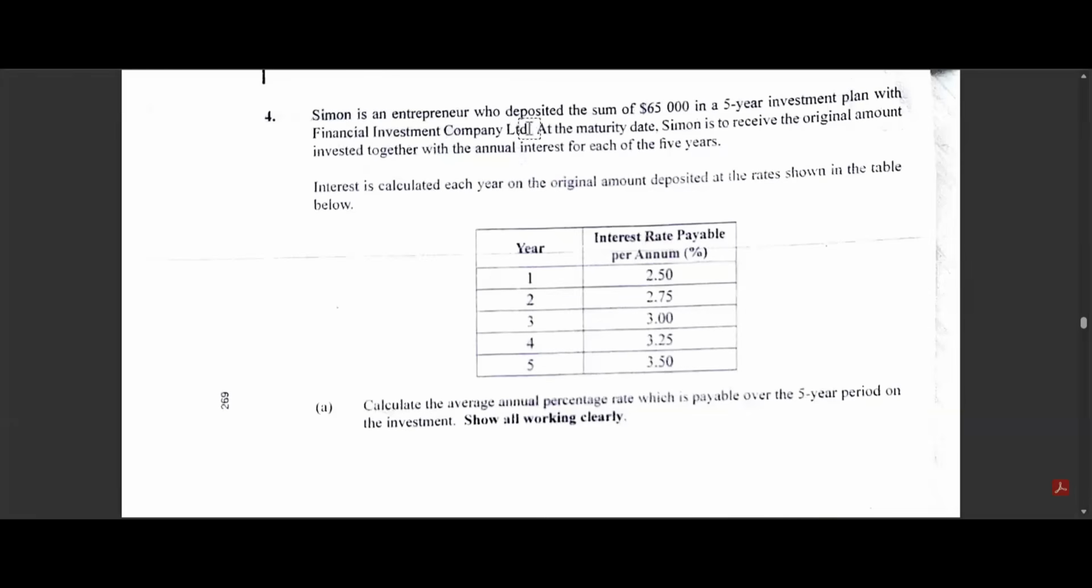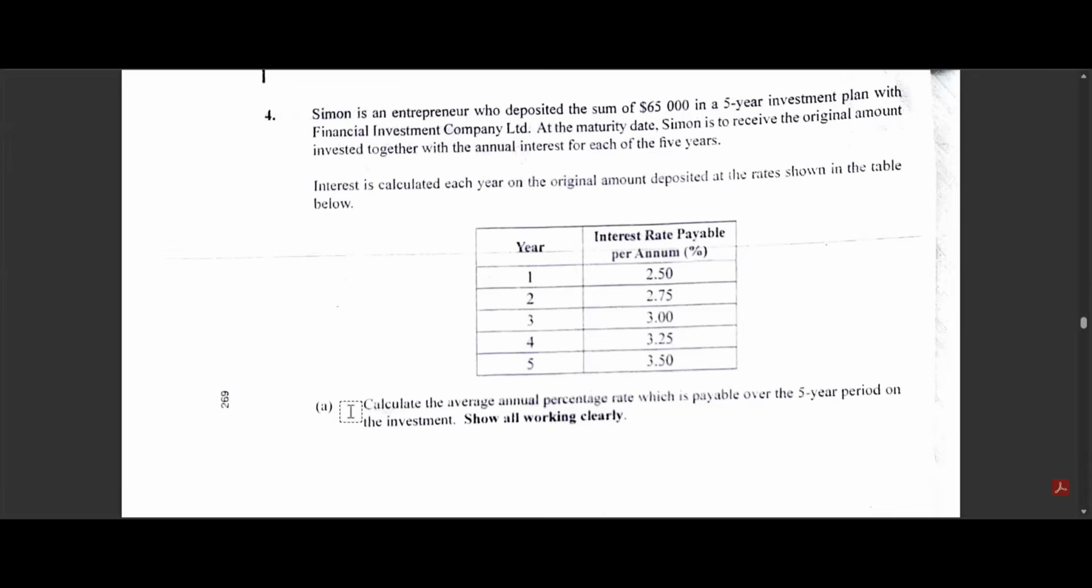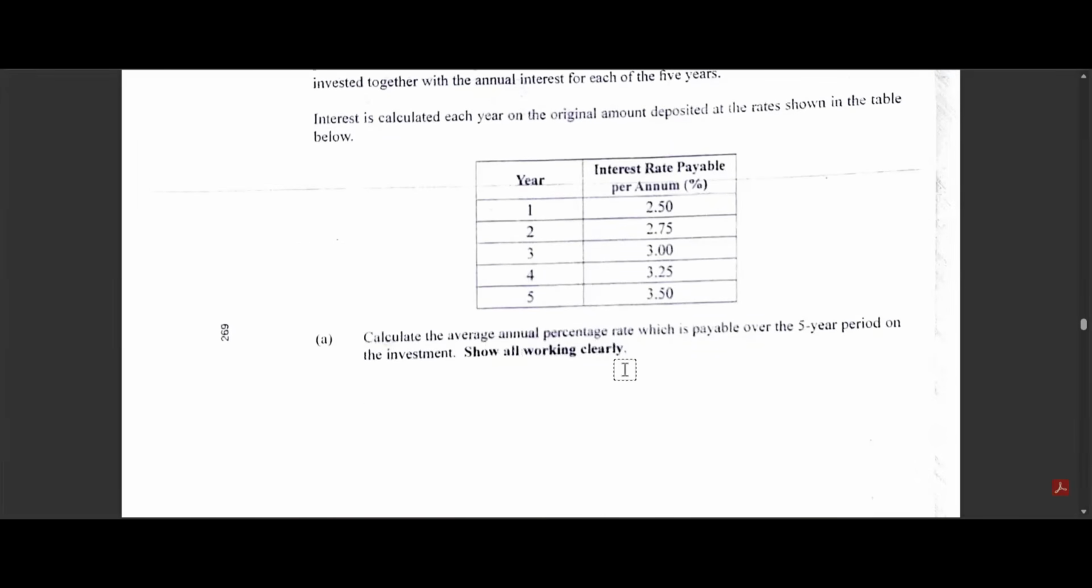Simon is an entrepreneur who deposited $65,000 in a 5-year investment plan with a financial investment company limited. At the maturity date, he is to receive the original amount invested together with the annual interest for each of the 5 years. Interest is calculated each year on the original amount deposited at the rate shown in the table below. We have the year, we have the interest rate payable. Let's do part A. Calculate the average annual percentage rate which is payable over the 5-year period on the investment.